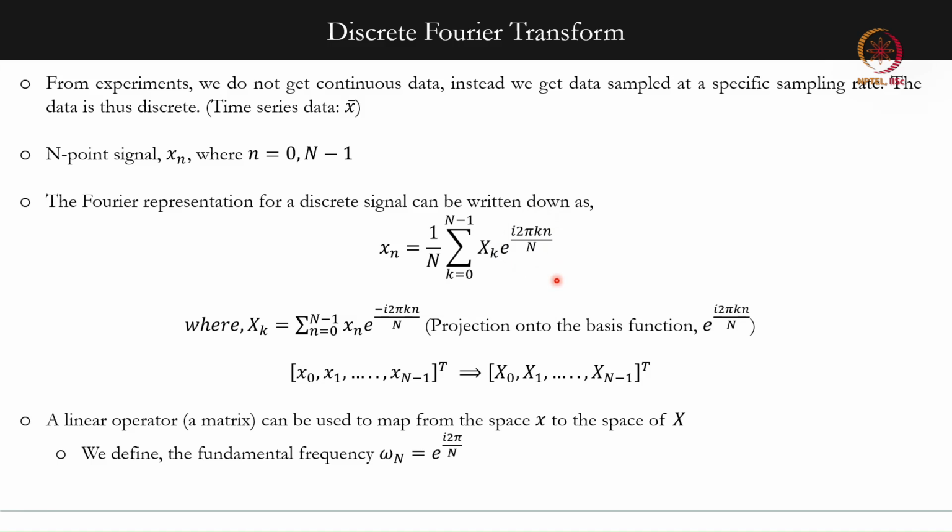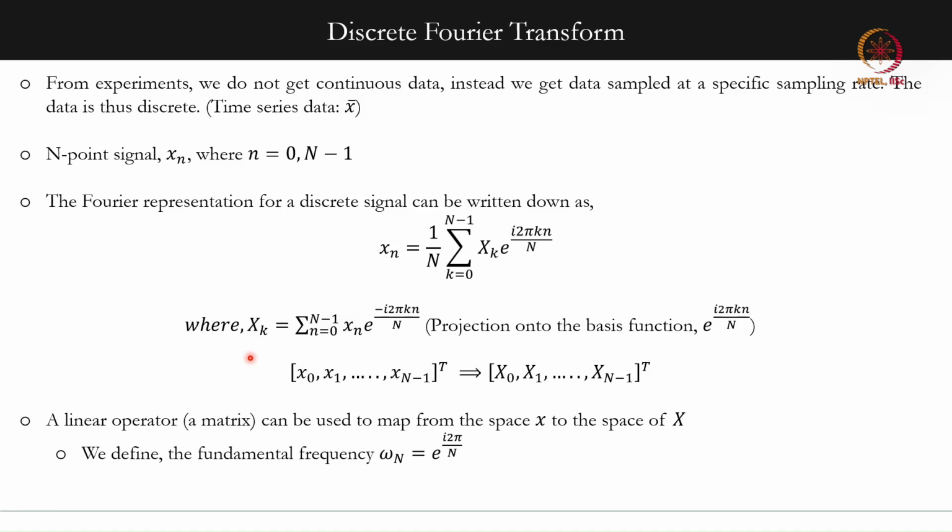Again, using the same analogy, X_k should correspond to the projection of this data vector x onto my basis function. To calculate the projection, we again take the inner product, and because it is discrete time series data that I have here, the definition of the integral reduces to a summation, and here the summation runs from 0 to n minus 1, the length of my data vector. And here again I'm taking the dot product of my data vector with my basis function, and that gives a projection of my data vector onto the basis function.